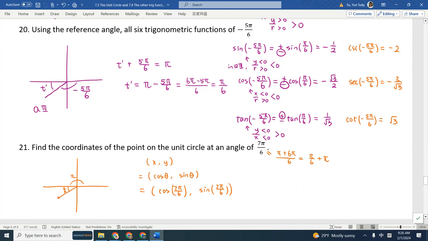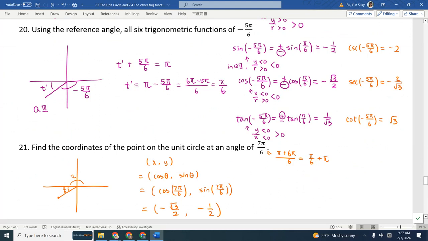Okay? And now, because this angle is coterminal to our previous problem, right? So our cosine will be the same cosine value here. Is that okay, everybody? Coterminal angles have the same values for all six trig functions. So we get negative square root of 3 over 2. How about the sine? Yes, negative 1/2. So that is the coordinates.